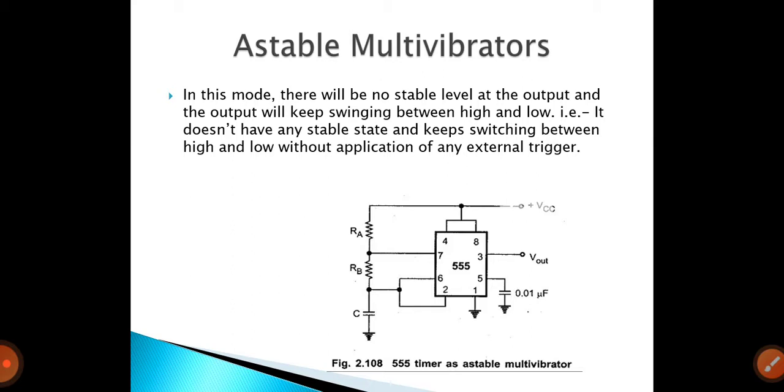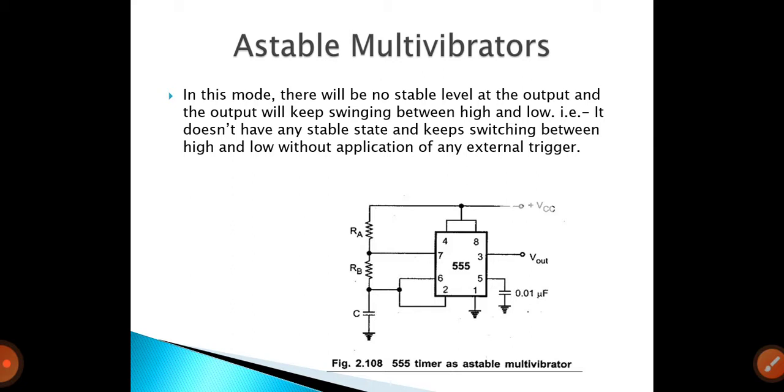Multivibrators, in the last class we explained, produce non-sinusoidal waveforms. Non-sinusoidal waveforms you can call multivibrators. The working is based on charging and discharging. It is on or off, and how much time depends on the time duration. It is a time duration based working of the IC 555 timer.